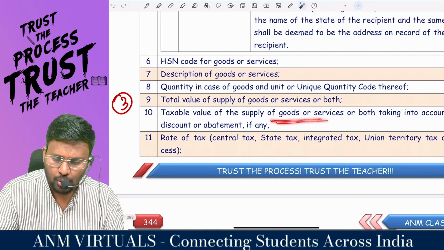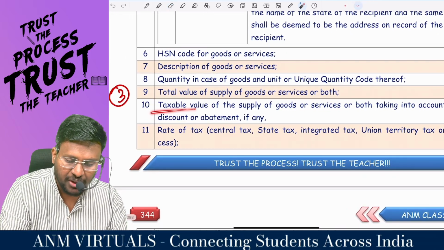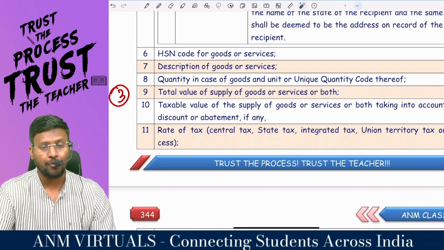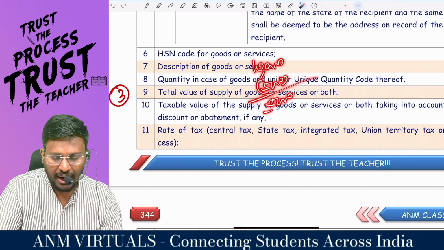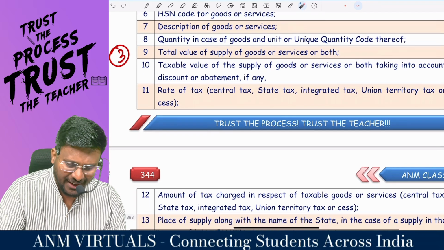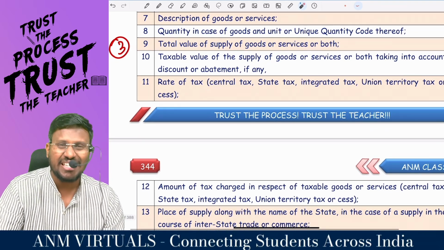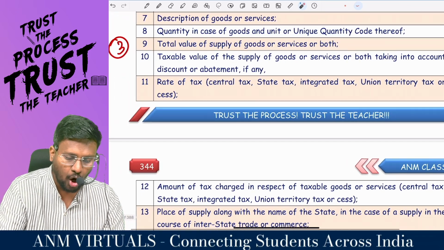Taxable value of supply of goods or services or both, taking into account discount or abatement. If there is any discount or abatement, for example, the full value is 10,000. If you are providing a discount of 5,000, the balance 5,000 will be the value of supply. Are you all really with me? And rate of tax, that is central tax, CGST, SGST, IGST, UTGST, or the cess.